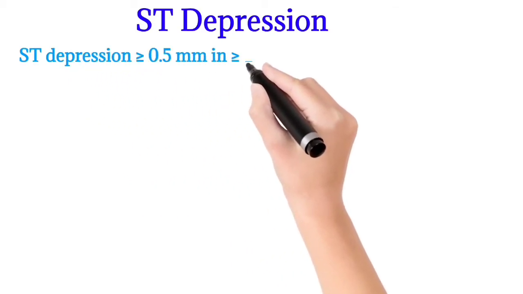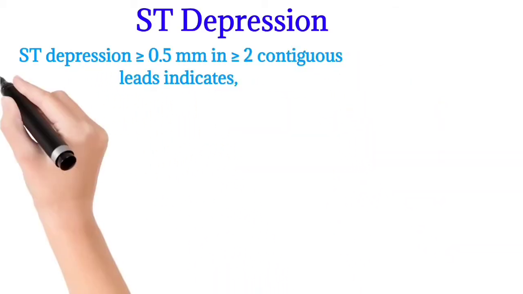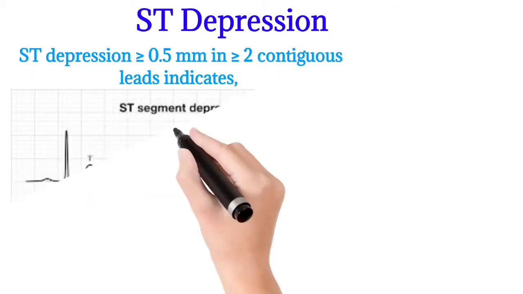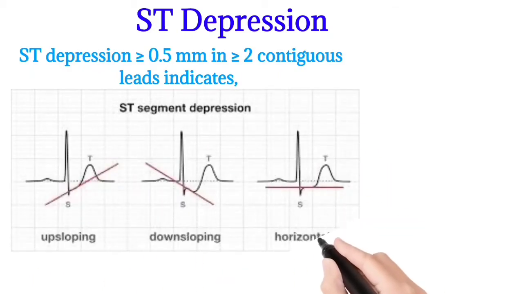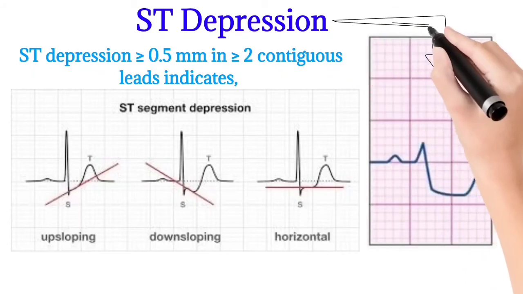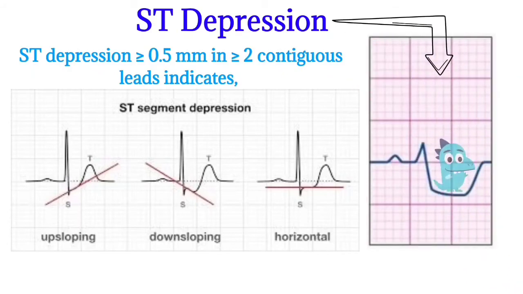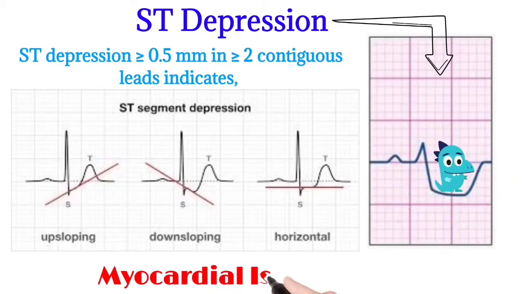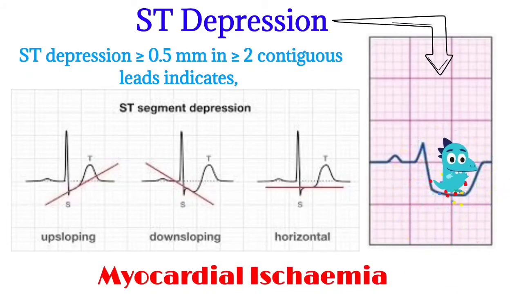ST depression. ST depression occurs when the J-point is displaced below baseline. Just like ST elevation, not all ST depression represents myocardial ischemia or an emergent condition. There are multiple conditions associated with ST depression. The main cause is myocardial ischemia. Other possible causes are hyperkalemia and medications such as digitalis.